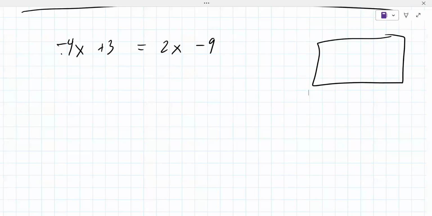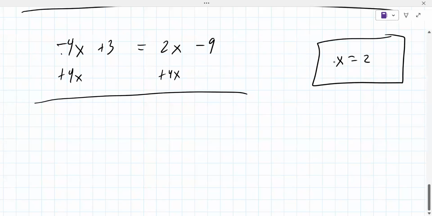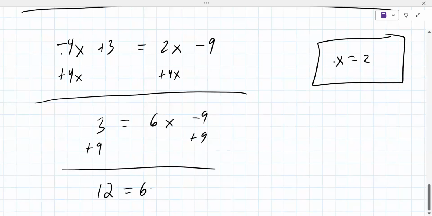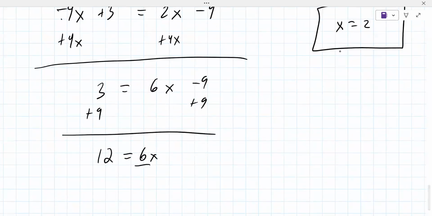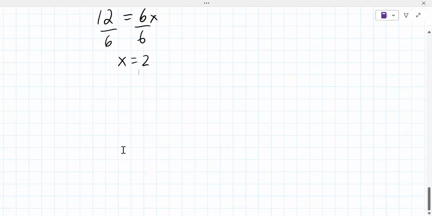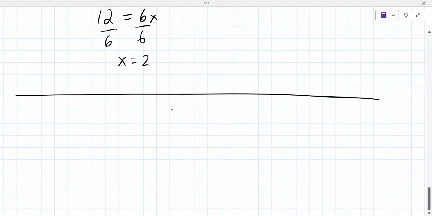X equals 2. Let's take a look here. So did you add 4x to both sides? Yes. 3 equals 6x minus 9. Add 9 to both sides, you get 12 equals 6x. And then you divide by 6. X equals 2. Like that. Good. Any questions for me on that? No. All right. Let's try another one here.